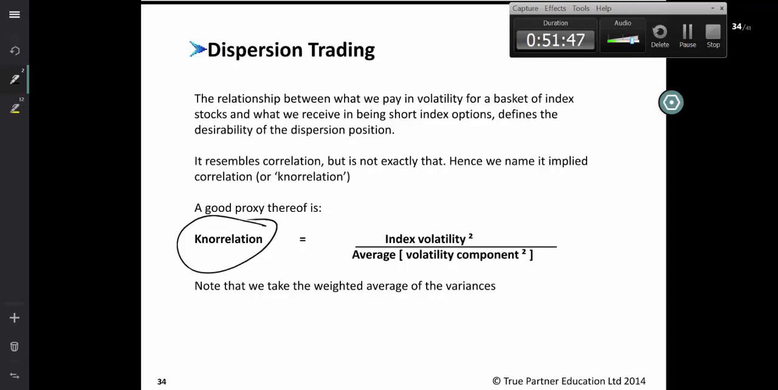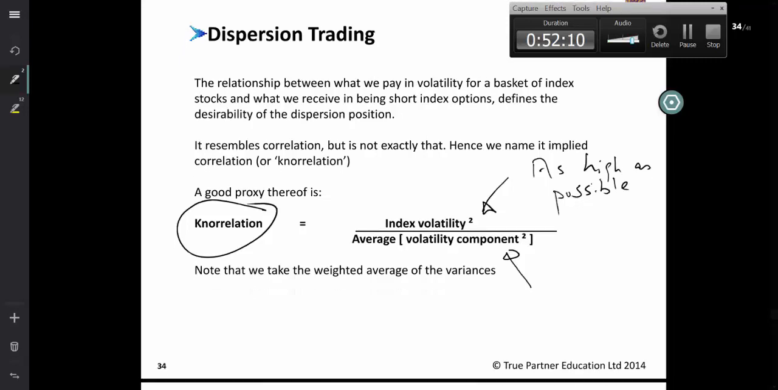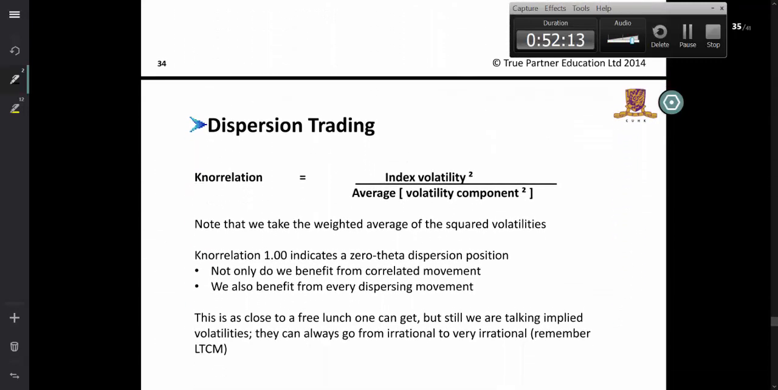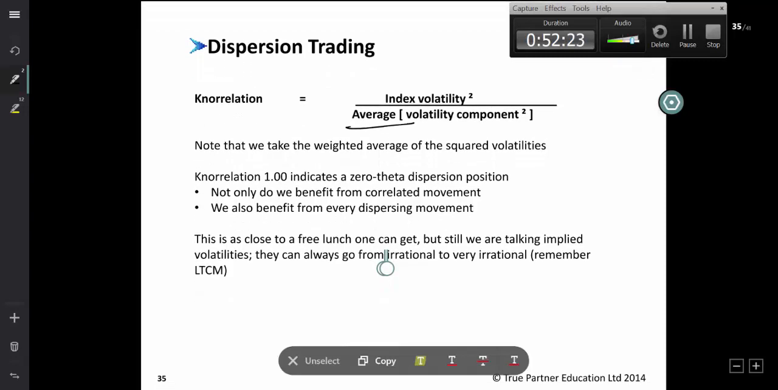But what you are doing here is you are looking at the index volatility, and you are measuring that against the components. And before you do your trade, you want this to be as high as possible. It's like when you are shorting the market, of course you want the market to be as high as possible, right? And the average here, you have to be careful. You actually have to weigh them by their size within an index.